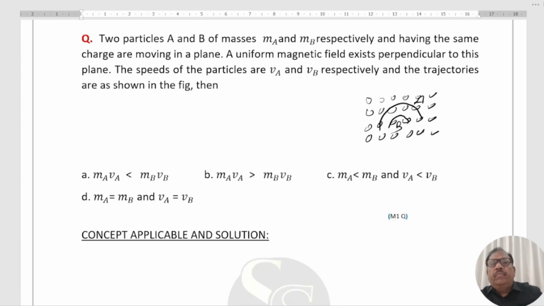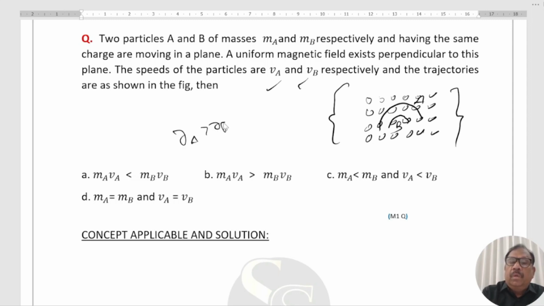Question is, two particles A and B, this is A, this is B, of masses m and m respectively and having the same charge are moving in a plane. A uniform magnetic field exists perpendicular to this plane. The speeds of the particles are Va and Vb respectively, and trajectories are shown in the figure. This is the figure. In this case, Ra is greater than Rb.